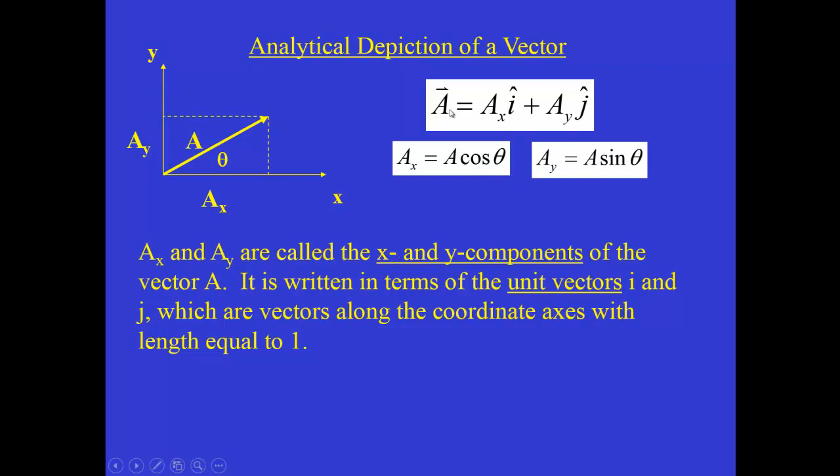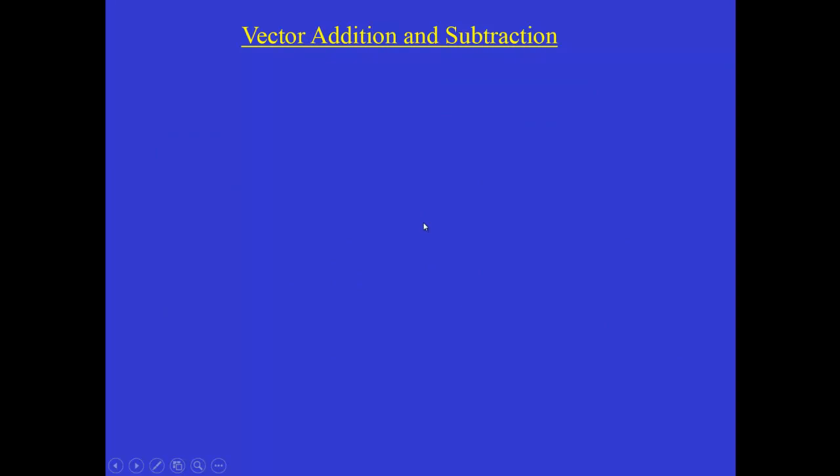And so the vector A, according to this formulation, is defined as traveling a sub x distance along the i direction, and then a sub y distance along the j direction. And that's a very handy way of writing down that vector. Now, as I said before, the reason we might want to do this is if we want to add or subtract vectors from one another.